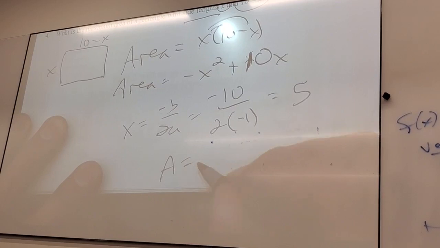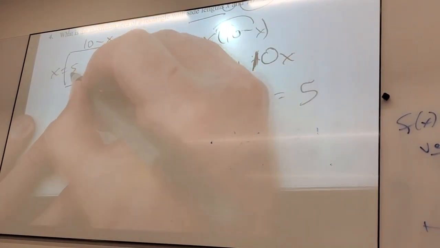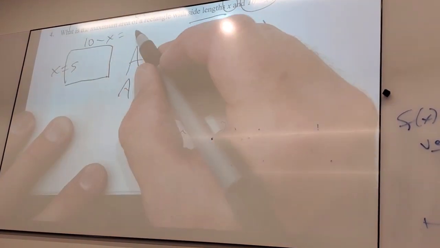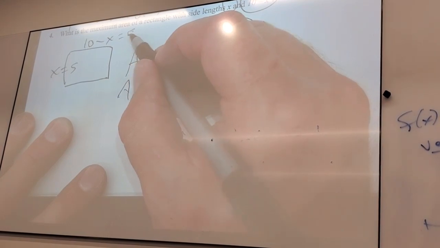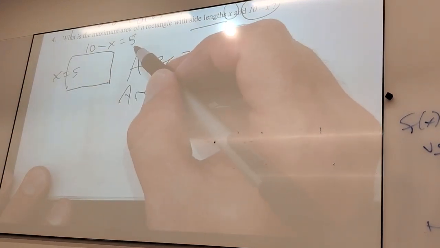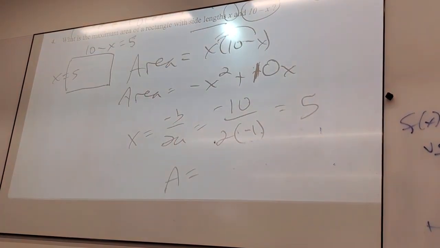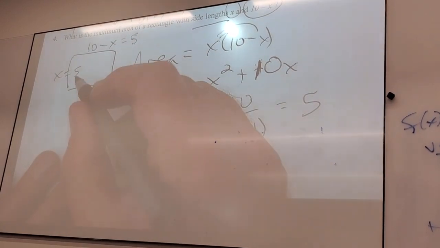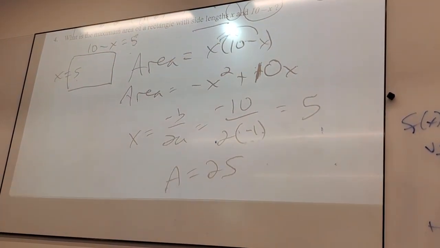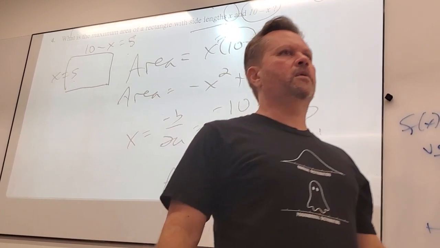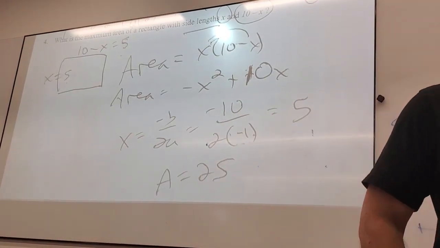What's the area? Well, if this side length is 5, what's the other side length? 10 minus 5 is 5. So what special kind of rectangle is it? A square. And so the area would be 5 times 5. If I have a rectangle and I want to maximize its area, I just make it a square. Always. It's kind of nifty.